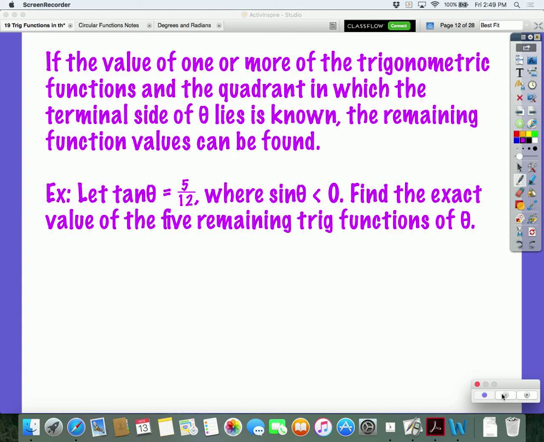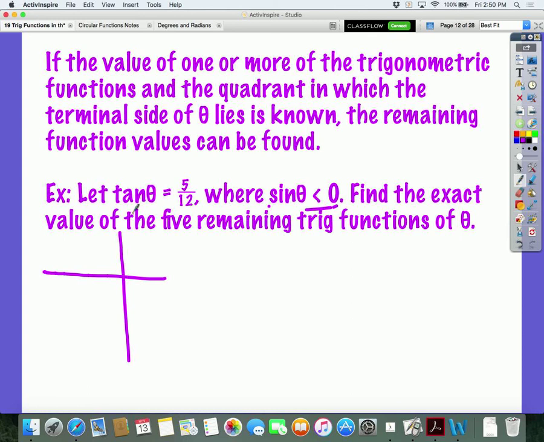Okay? So when you're trying to figure out, okay, well, tangent theta is 5 over 12. Tangent's positive. What quadrants is tangent positive? Third and first. Okay? But you can't draw an angle going through two quadrants. That's why you look at the following little bit to give you a little more information. Out of the first and third quadrants, where is sine less than 0? Third. So when you try to figure out all the rest of your remaining trig functions, your angle is going to be in the third quadrant. Okay? Did everyone catch that? Yes.